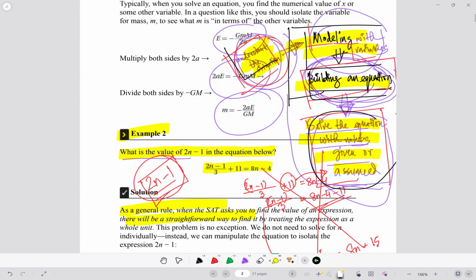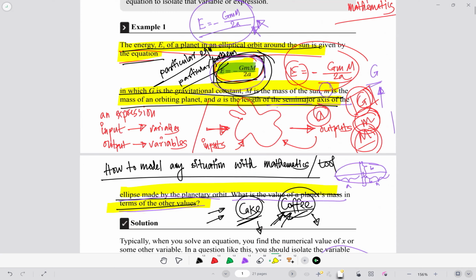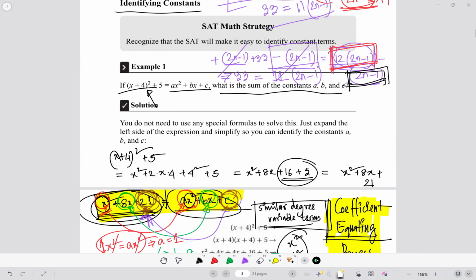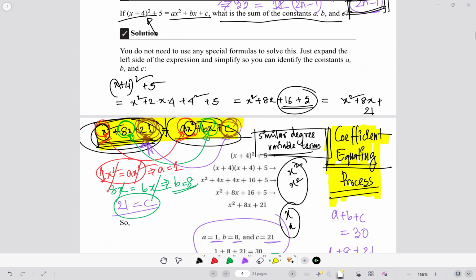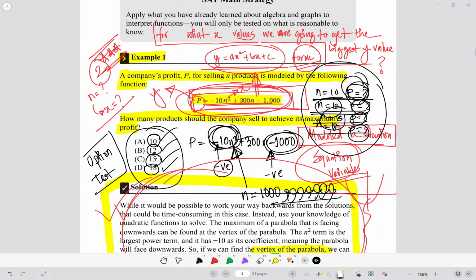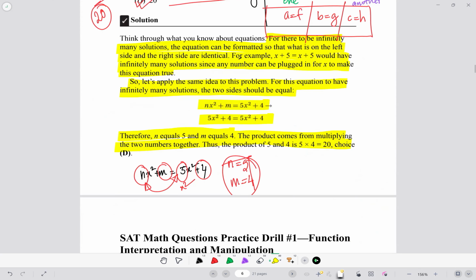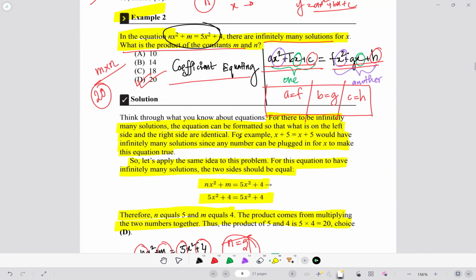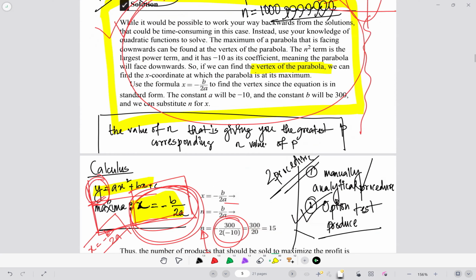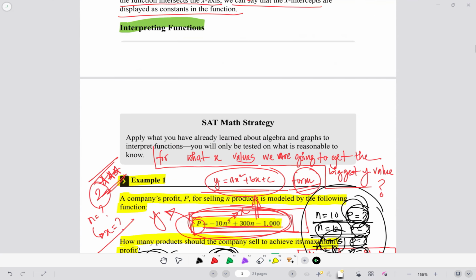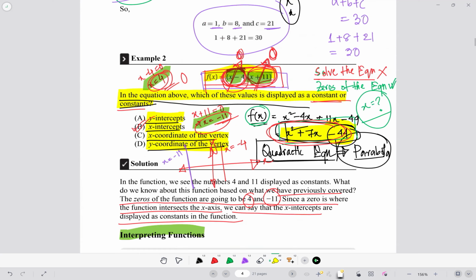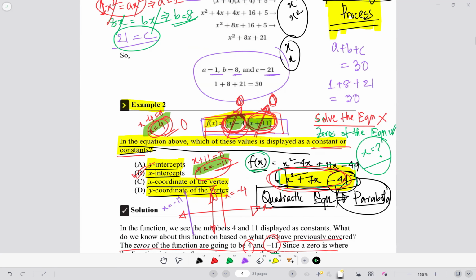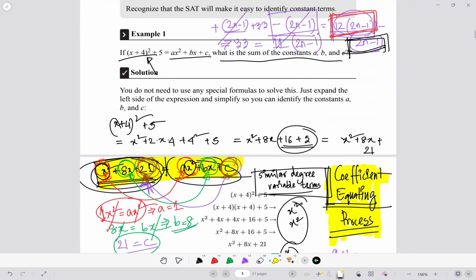Identifying constants. We have solved a problem like this. I still remember, in one of our examples, we solved a problem like this. The exact same problem, yes, exactly. Maybe example number 2, but not like that.